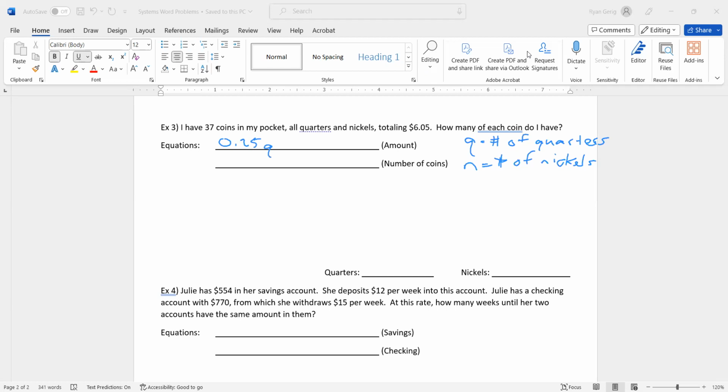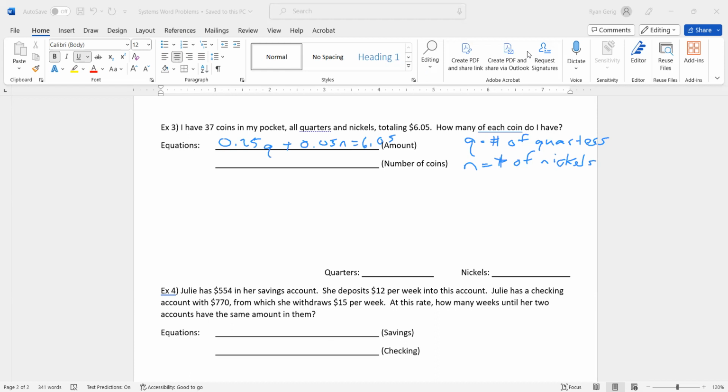Nickels are 5 cents a piece. So I can't put 0.5, that would be 50 cents. It's 0.05 N. And that's the amount of money I get from nickels. The amount of money that I have total is $6.05. I know it's kind of an ugly equation, but I'm going to fix that here in a little bit.